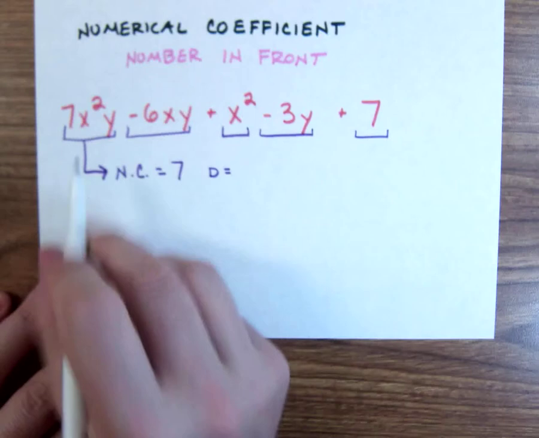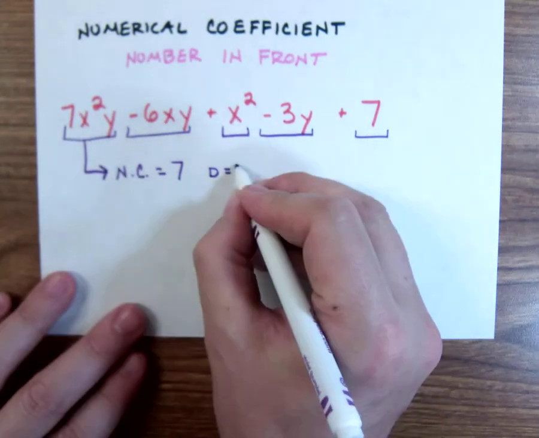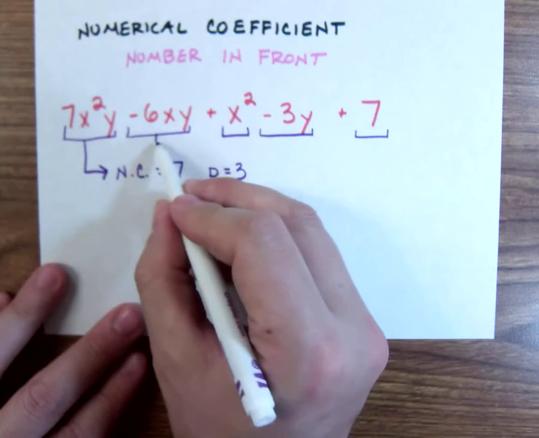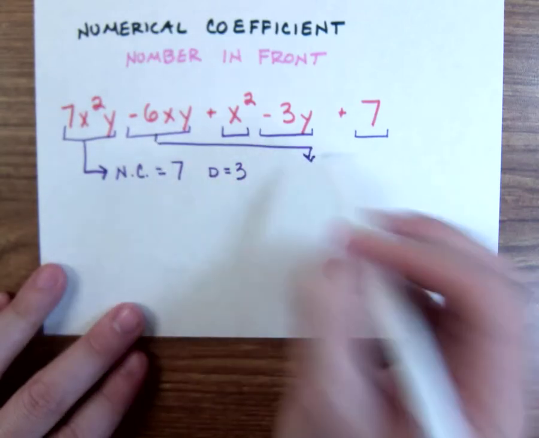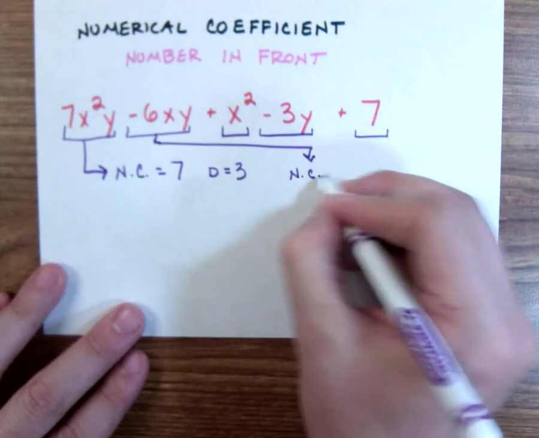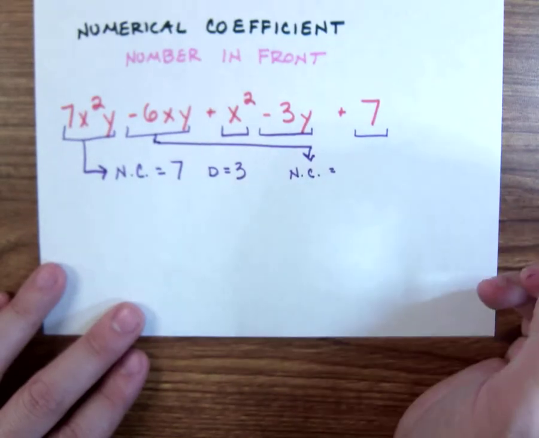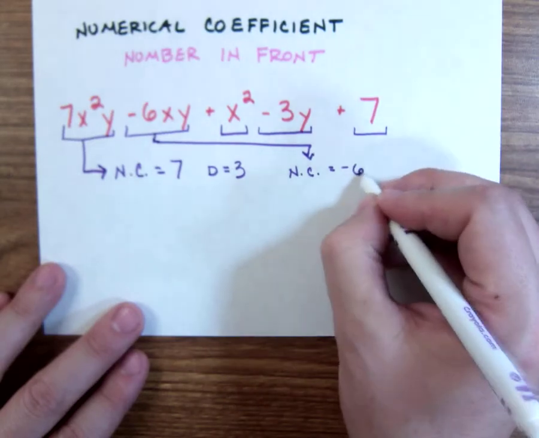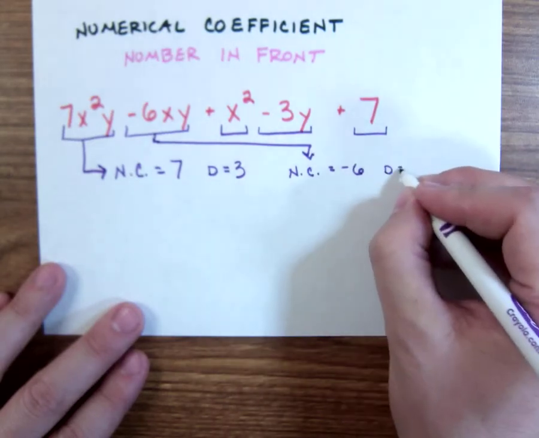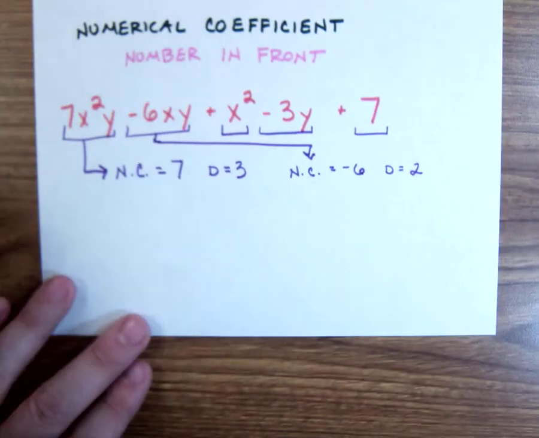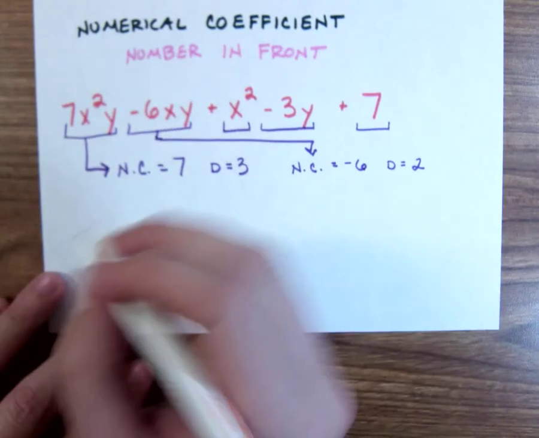It's 3. 2 on the x and 1 on the y for a total of 3. Good. Okay, what about this one? Negative 6xy. What's the numerical coefficient? Be careful. What's the number in front? Negative 6. And what's the degree? 2. Good.